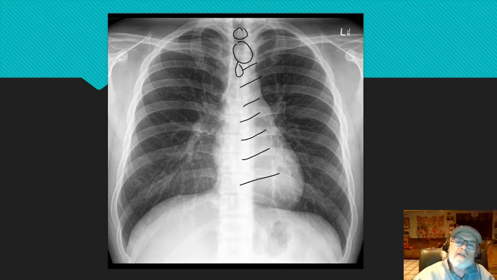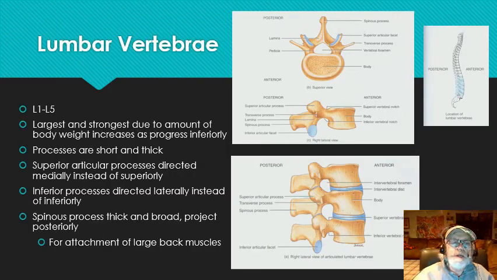See the spinous processes, and you should be able to see a spinous process there, spinous process there, and one right there. Okay. Lumbar vertebrae are big, and they're heavy. Why? They're bearing more weight.